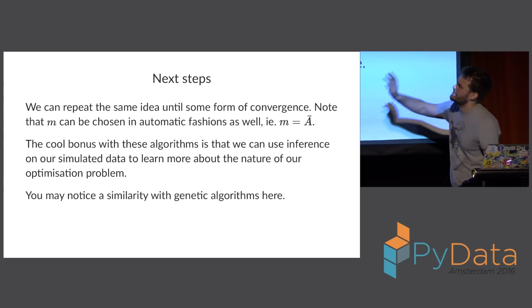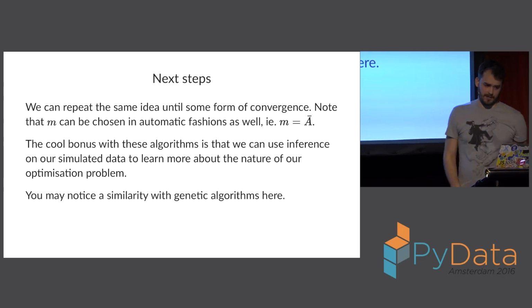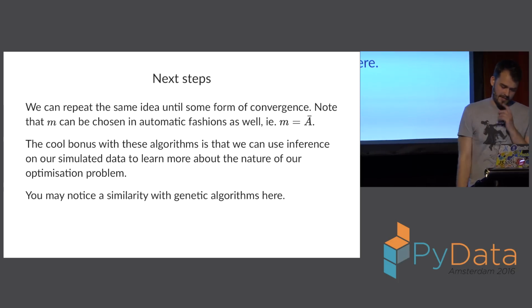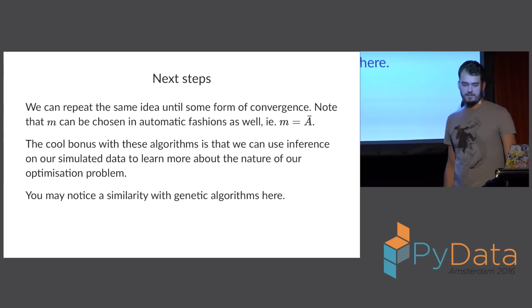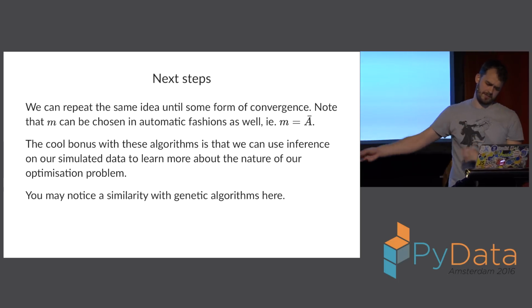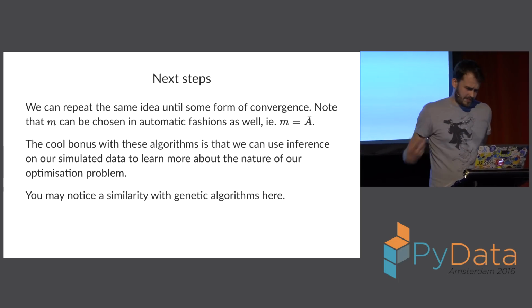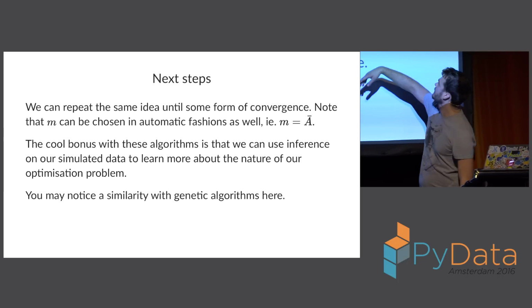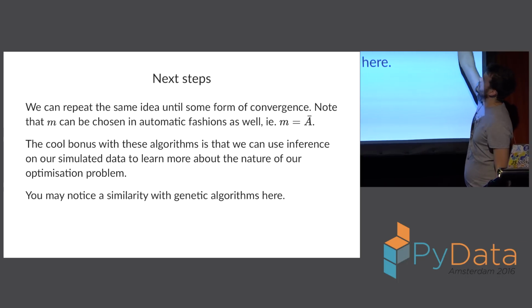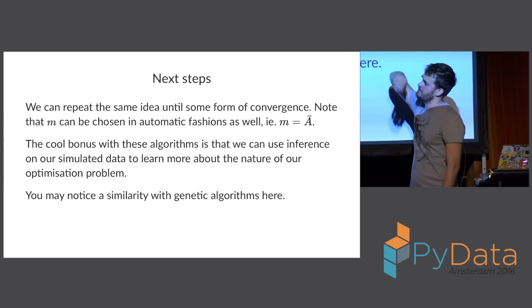And a couple of next steps. If you're interested in doing something like this, this works for all sorts of search spaces, and it's nice that you can infer statistical properties from the estimations that you get, from the solutions that you get to your OR problem. So we can repeat the same idea until some form of convergence occurs. Note that M can be chosen automatically. For example, pick M to be the average area that you found from your original sample.